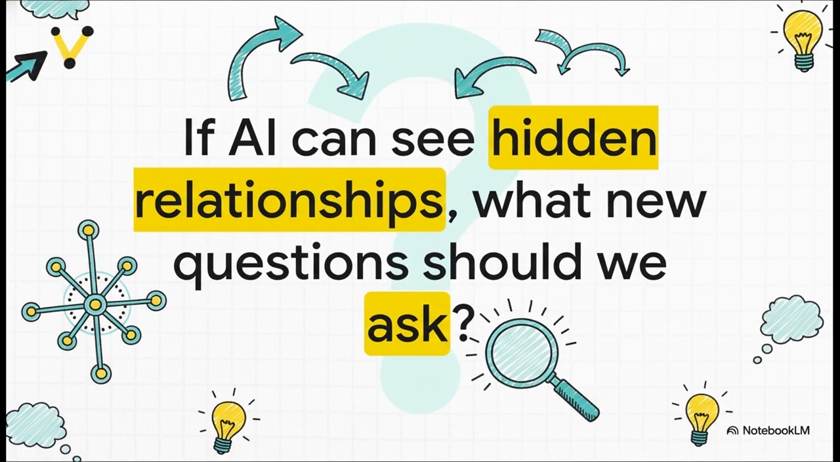So there you have it. That's GraphRAG. It's this incredible way for AI to move beyond just fetching facts and to start truly understanding the big picture. It's a huge shift from simple information retrieval to genuine knowledge synthesis. And that leaves us with a really fascinating thought to chew on. If AI can now see all the hidden structures and all the subtle connections in our data, what are the next questions we should be asking? What new things can we finally discover?